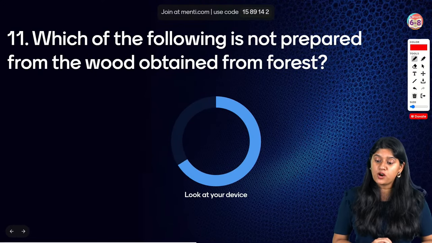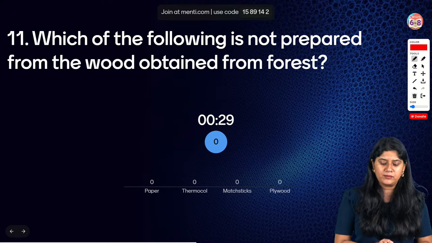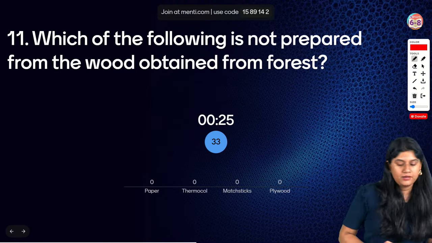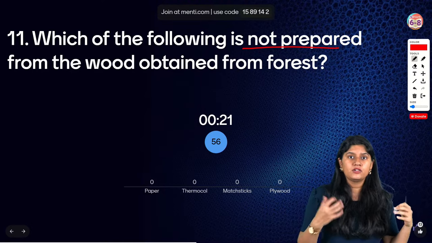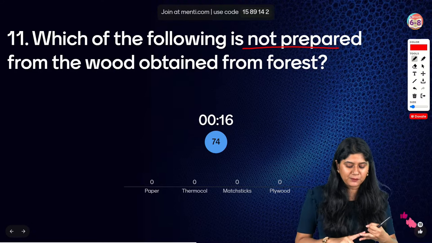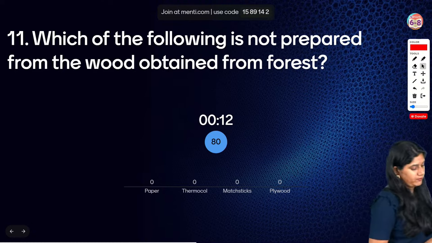Question number 11. Which of the following is not prepared from the wood obtained from forest? Easy question, everyone. Paper, thermocol, matchstick, and plywood. Which of these is not? You have to focus on the word not. Which of these does not actually get made from the wood that comes from the forest? The options are paper, thermocol, matchstick, and plywood. Very, very easy question.